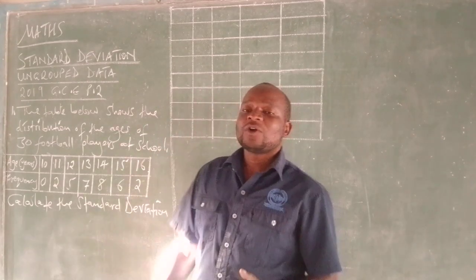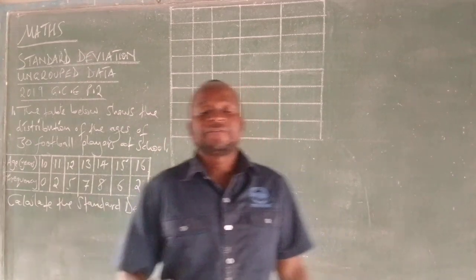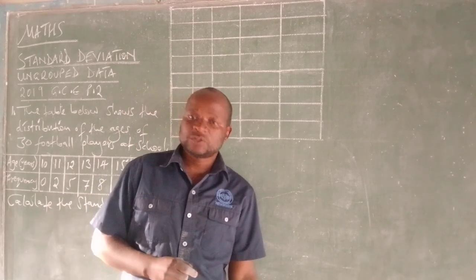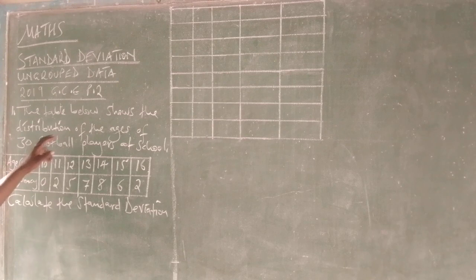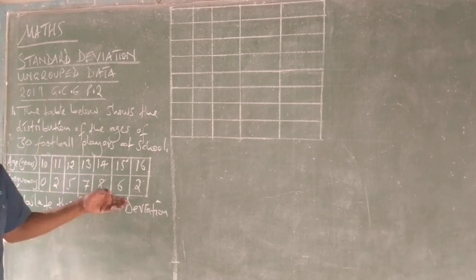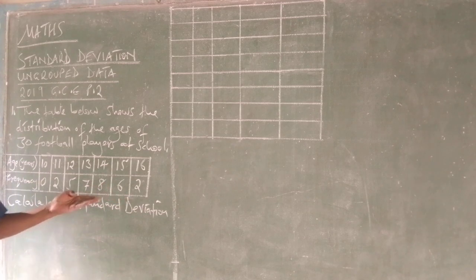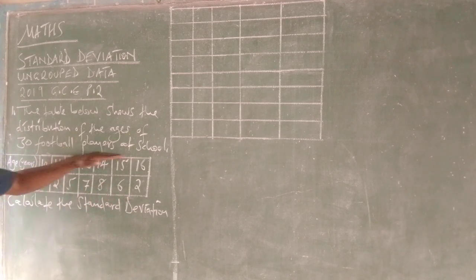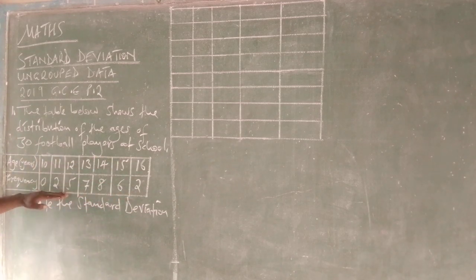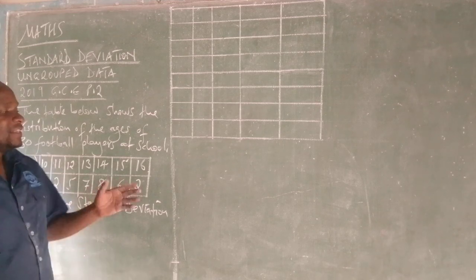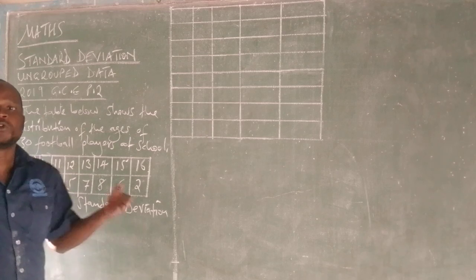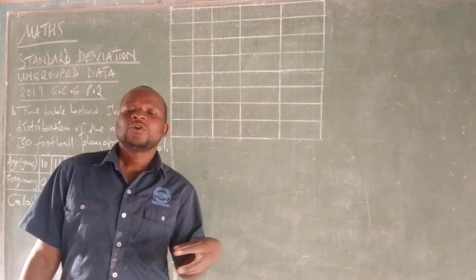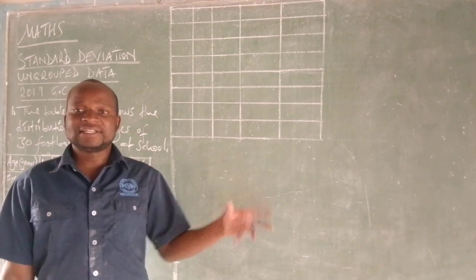To do this, we are going to look at a question from the 2019 GCE paper 2, and it says, the table below shows the distribution of the ages of 30 football players at school. This is the frequency table showing that information. These are the ages on top and these are the number of players. This is ungrouped because the ages on top are not put in groups like we saw last time when we were looking at grouped data.